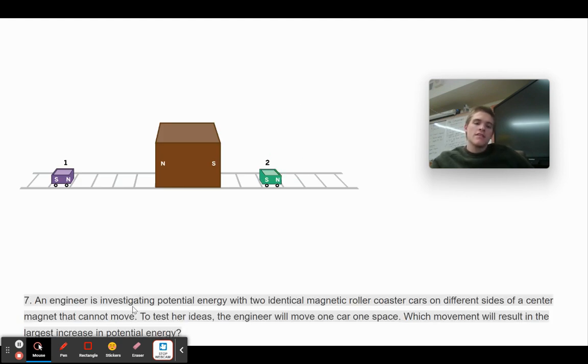An engineer is investigating potential energy with 2 identical magnetic roller coaster cars on different sides of a center magnet that cannot move. To test her ideas, the engineer will move one car one space. Which movement will result in the largest increase in potential energy? Moving this block closer or this block closer?